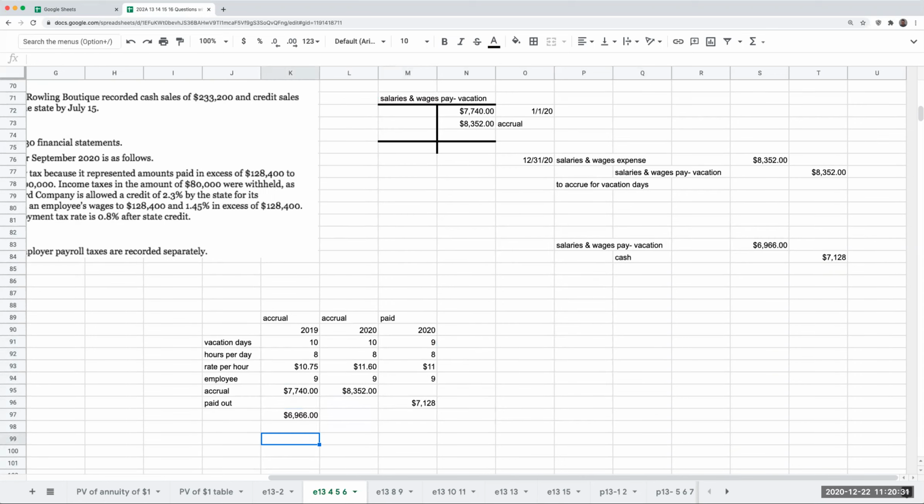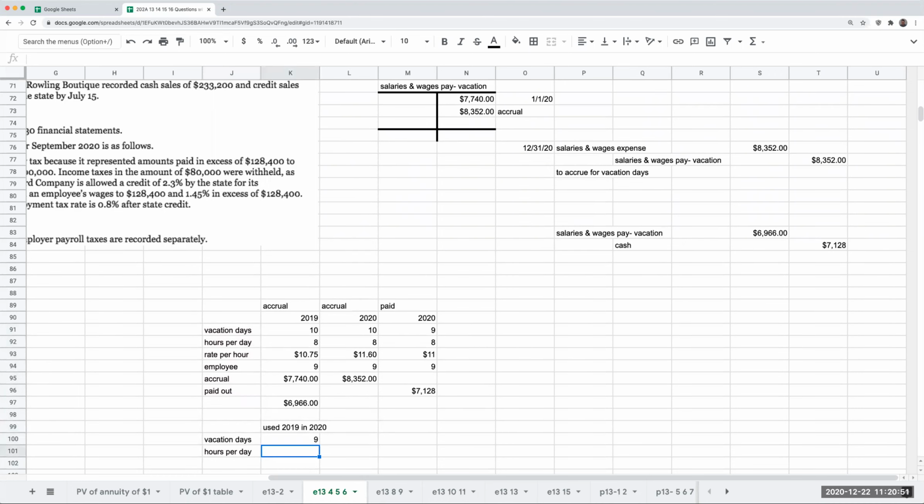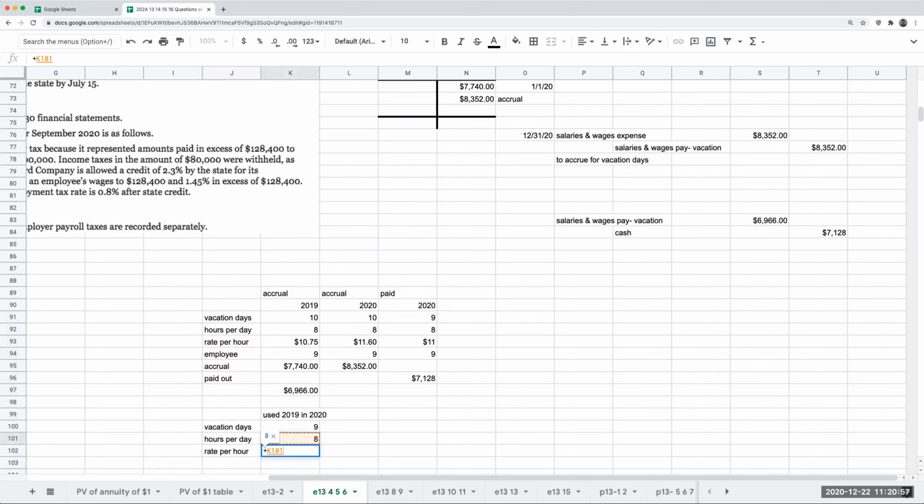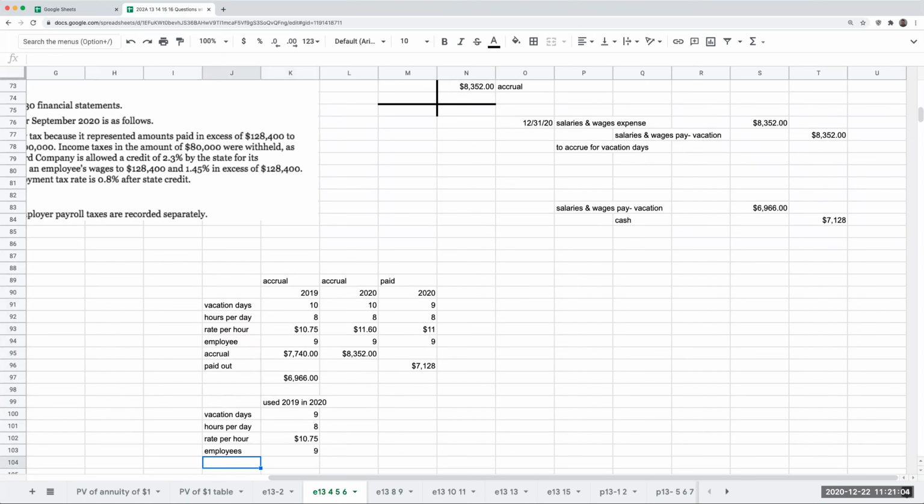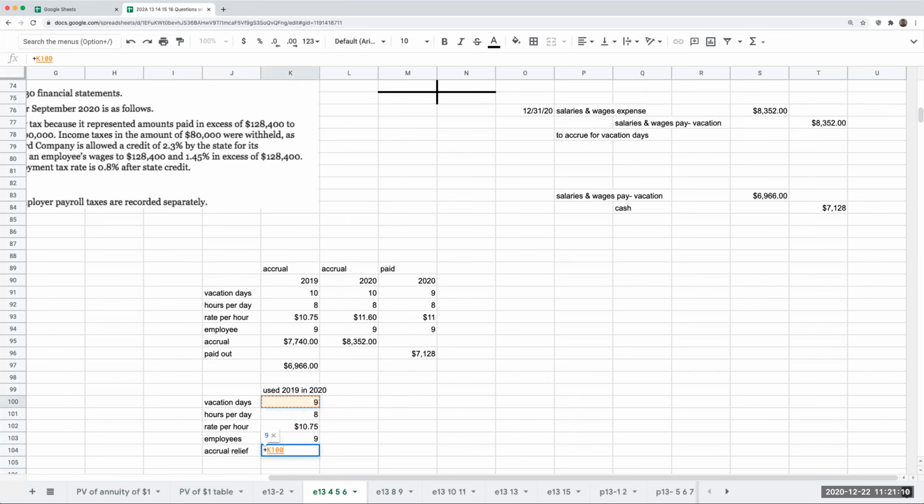So what I would do here is take the vacation days, so this will be 10 vacation days. My hours per day is 8. The rate per hour that I accrued this at is 10.75. My employees are at 9. So my accrual relief is going to be 69.66.